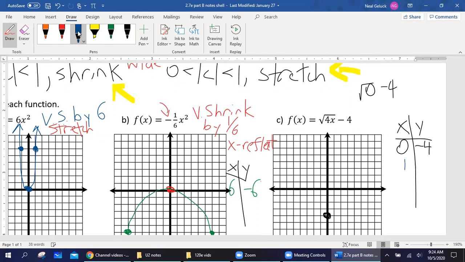1 would be a nice number to pick, because that would give me the square root of 4 times 1, which is 4. So square root of 4 minus 4. So that's 2 minus 4, negative 2. So 1, negative 2. And I need one more point. 2 would not be a very good pick, but 4 would be a nice pick. And again, I'm saying nice pick because it'll give me the square root of something simple. So if I put 4 in for x, that would give me the square root of 16 minus 4. So that's 4 minus 4, which is 0.